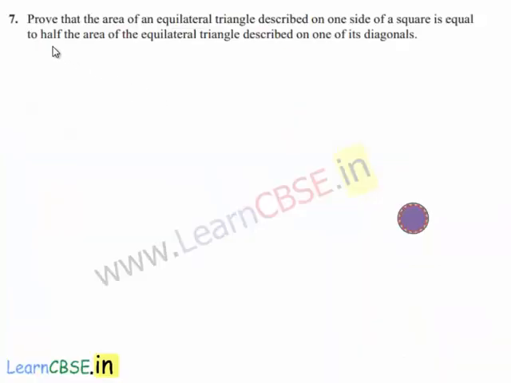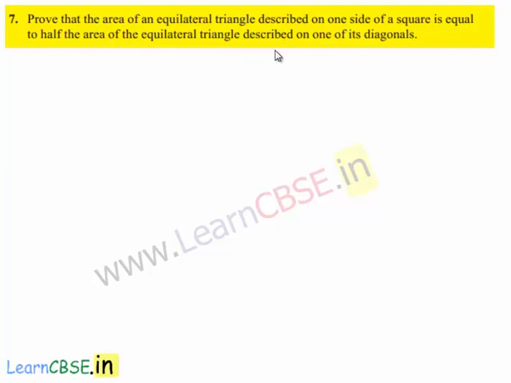Moving on to seventh question. Prove that the area of an equilateral triangle described on one side of a square is equal to half the area of the equilateral triangle described on one of its diagonals. Now moving on to solution.